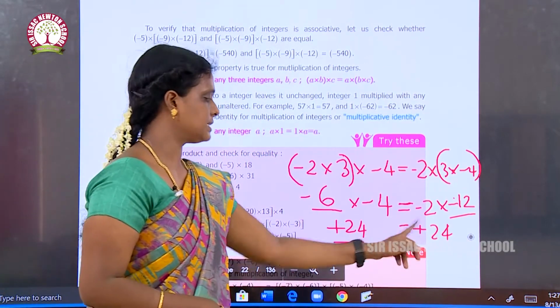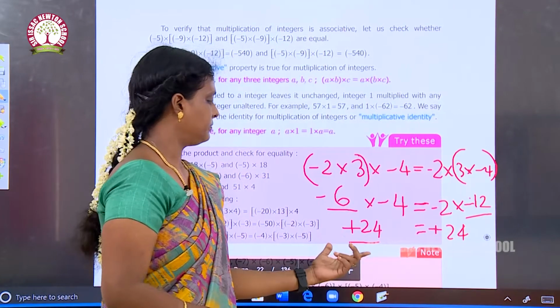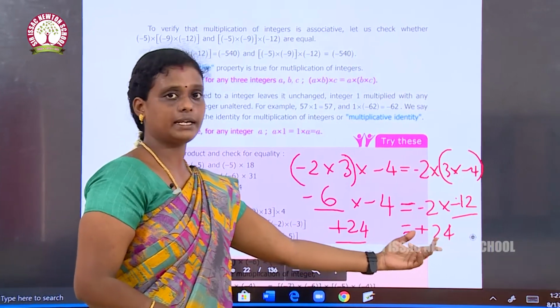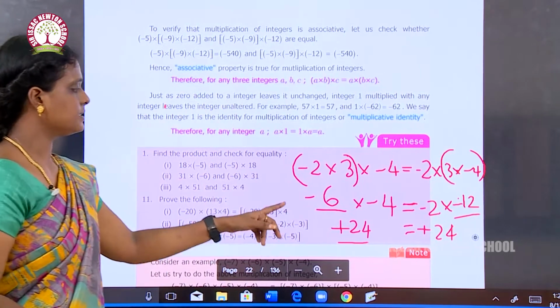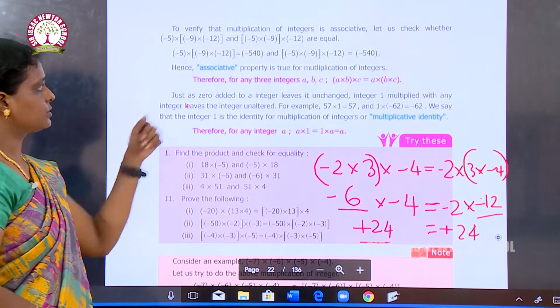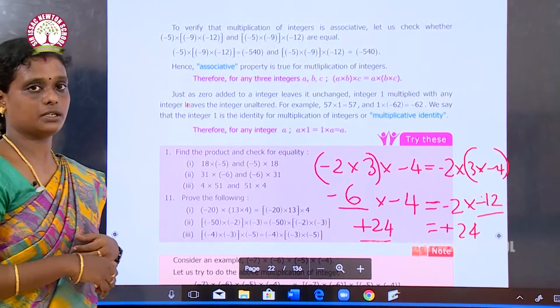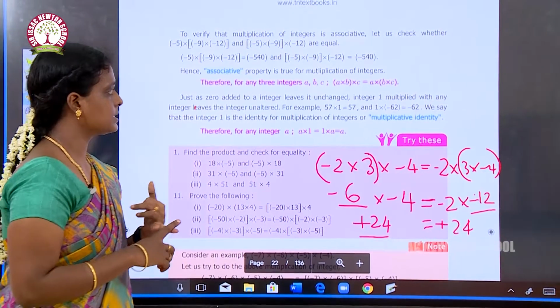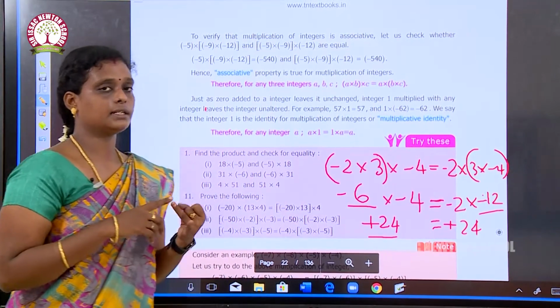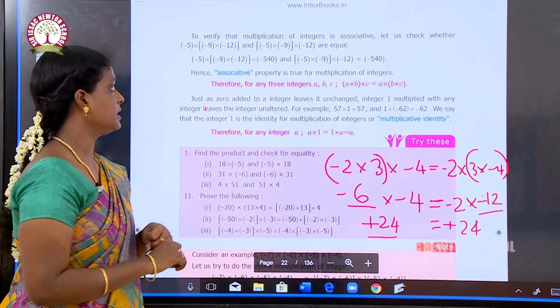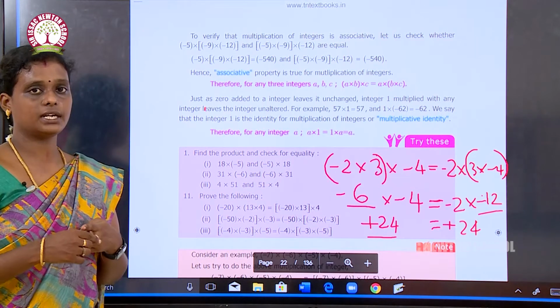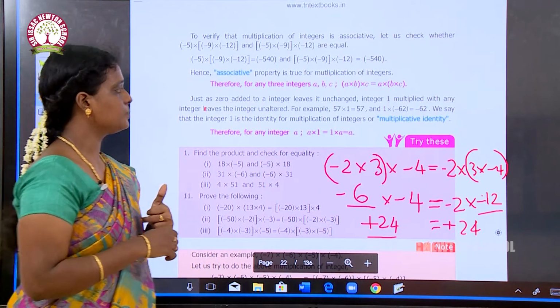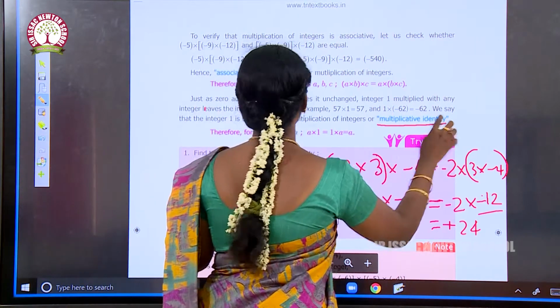See, both the sides are equal. Left hand side is equal to the right hand side, which means these integers are associative for multiplication. I hope you understood this. So the first property is closure property, the second one is commutative property, the next one is associative property, and the next one is multiplicative identity.